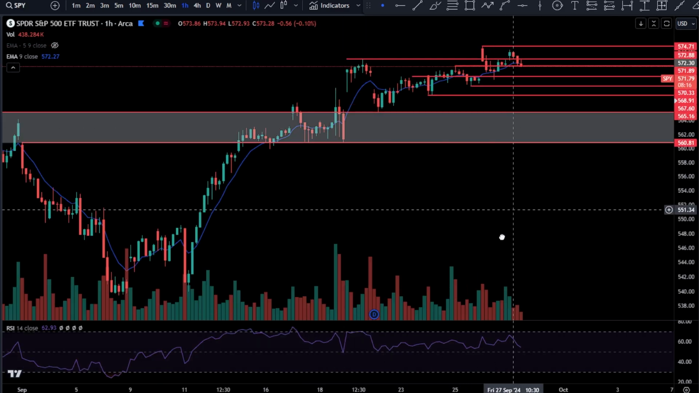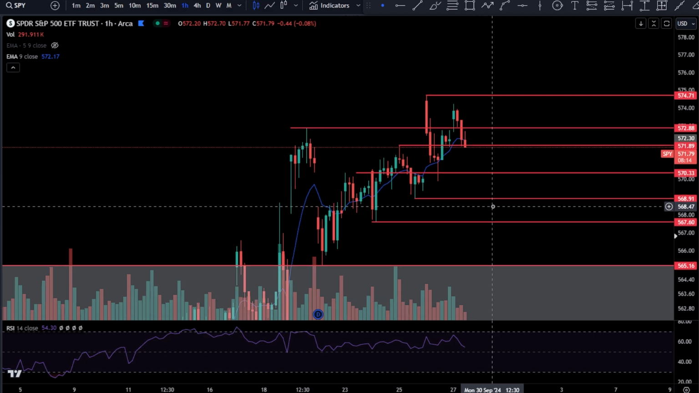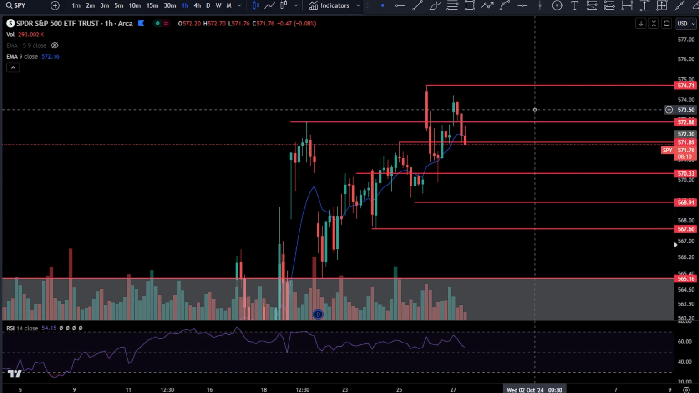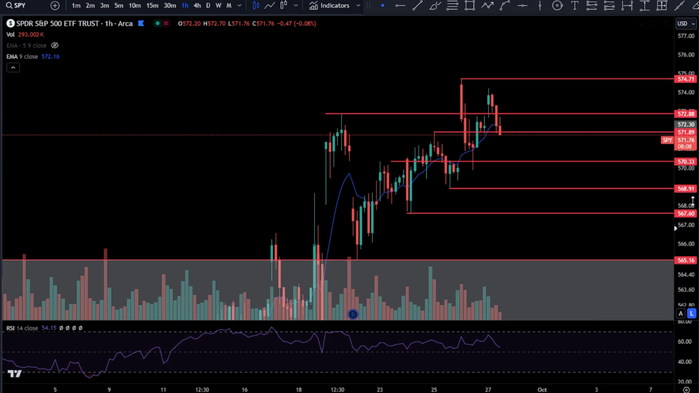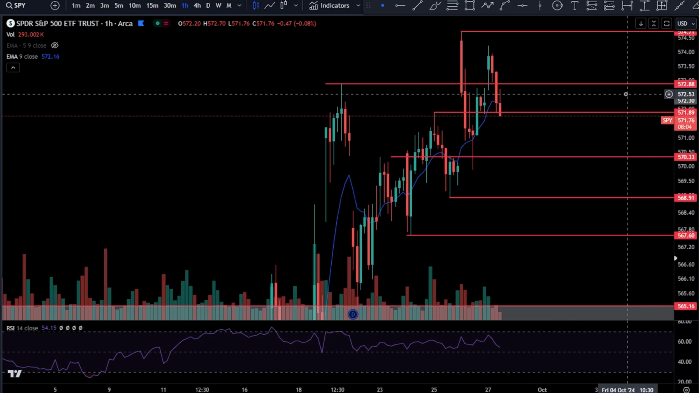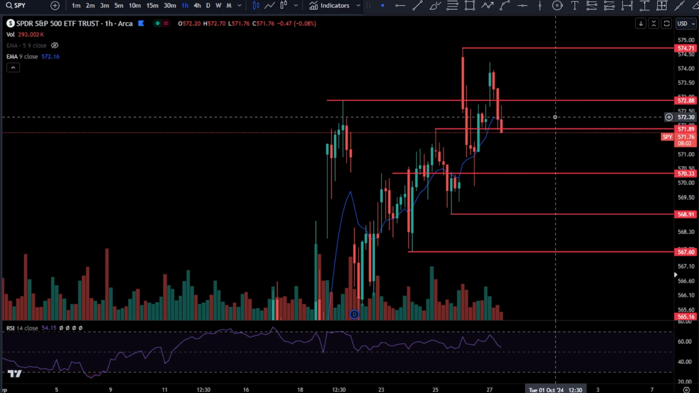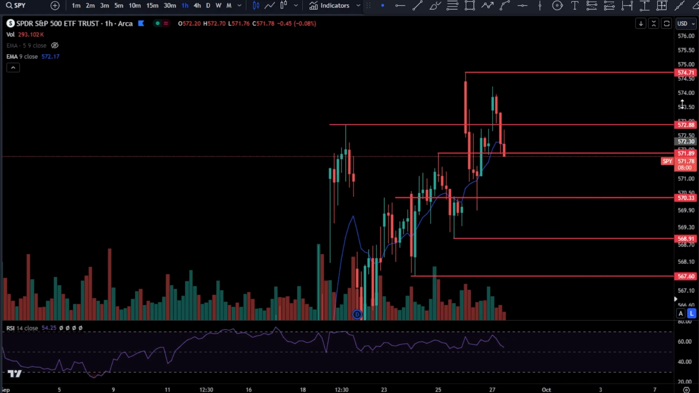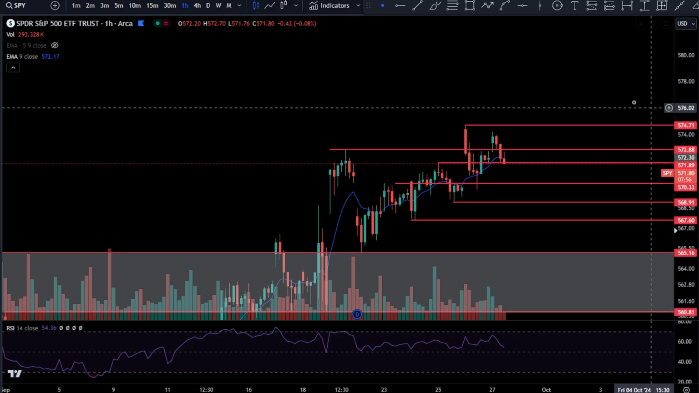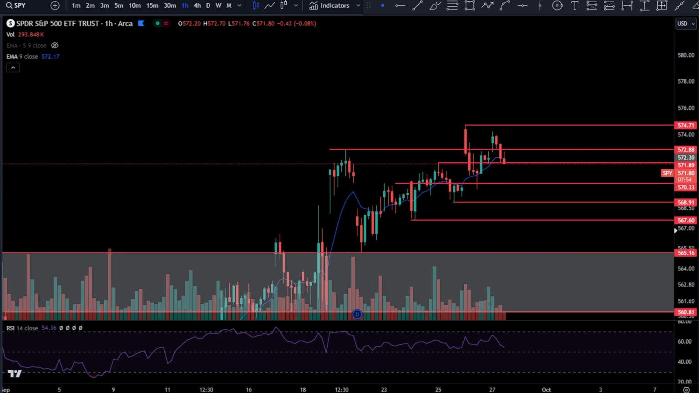What do we got going on, guys? What do we got? Support 571.89, 570.33, 568.91, 567.60. Resistance is 571.89. Did I just, no? It just flushed on there, all right? Resistance 572.88, 574.71. If we get above 574.71, we're looking for that 580 psych level. That's going to be our target.